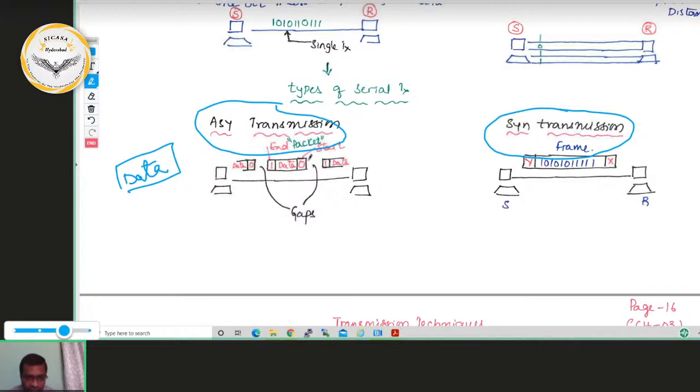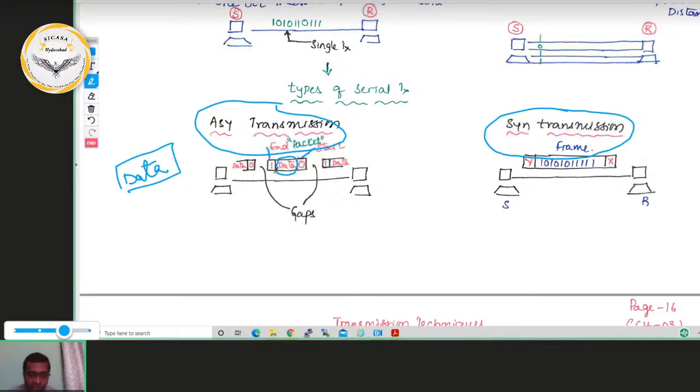Each packet consists of a start bit, and the start bit is represented by 0 and the end bit is represented by 1. This is a standard format for each and every packet, and inside you have the data. So a packet consists of a start bit and an end bit. Start bit is represented by 0, end bit is represented by 1.